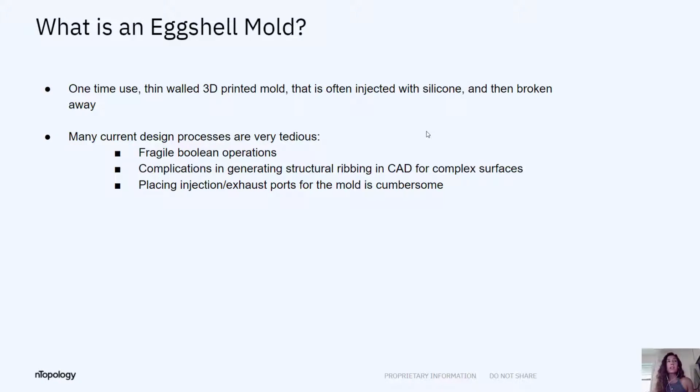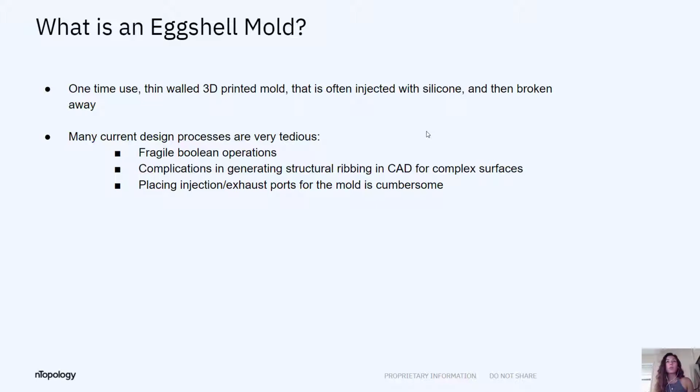Why I'm focusing on this today, or why this is a cool application, is because the current design processes are very tedious. A lot of fragile Boolean operations in other tools, complications in generating structural ribbing, because when you're creating this mold and you're injecting with silicone, the structural ribbing is there so that the mold doesn't start breaking even in the process of injecting silicone into it.